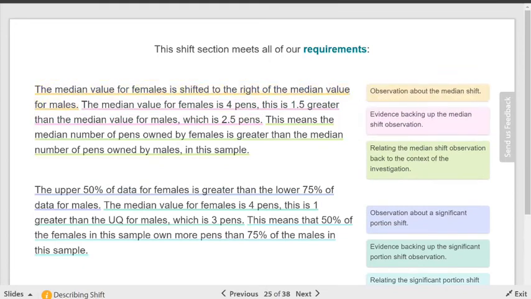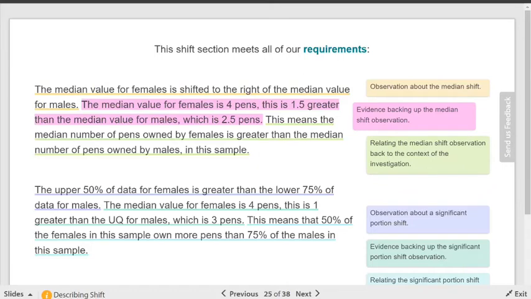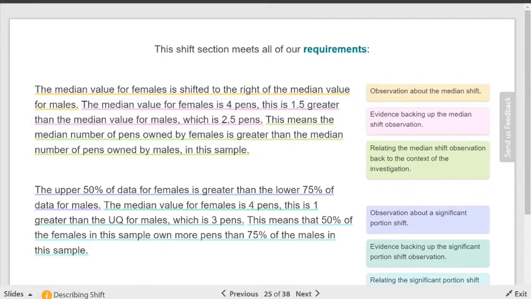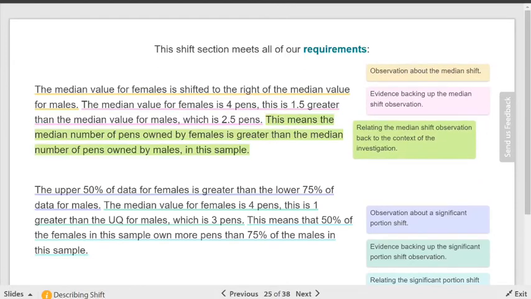Here we go. And this is what I was talking about, how I love this because they talk about it. Here's what it's going to say. Observation about the median shift. In other words, this is what we're going to use as the grading criteria. So you gave an observation: the median value for females is shifted to the right of the median value for males. That's your observation. Then there must be evidence backing up the median shift observation. And then finally, you have to relate that median shift observation back to the context of the investigation.